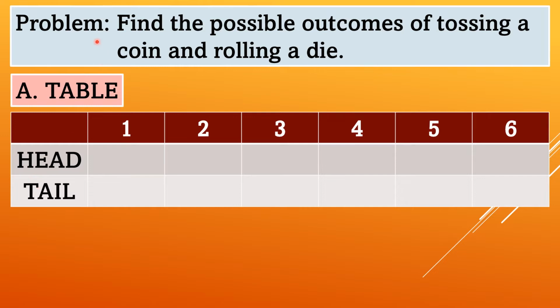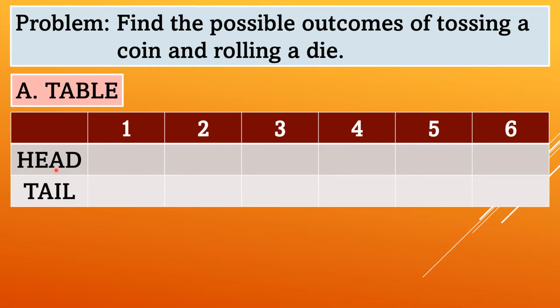So in the problem, it says that we are going to find the possible outcomes of tossing a coin and rolling a die, and that is to be done simultaneously. So how are we going to find the possible outcomes, or what are the possible outcomes? So ito pong gagawin natin. We are just going to pair yung isang possible outcome if we are going to toss a coin and isang possible outcome if we are going to roll a die.